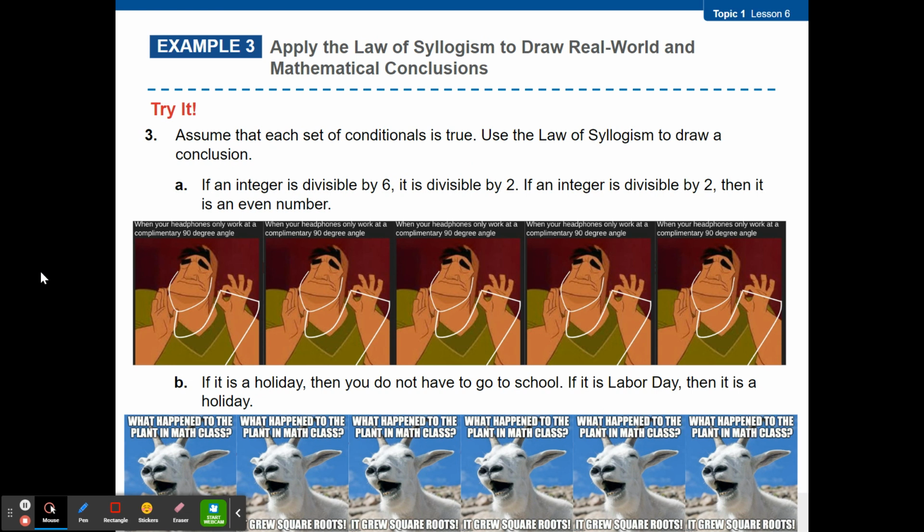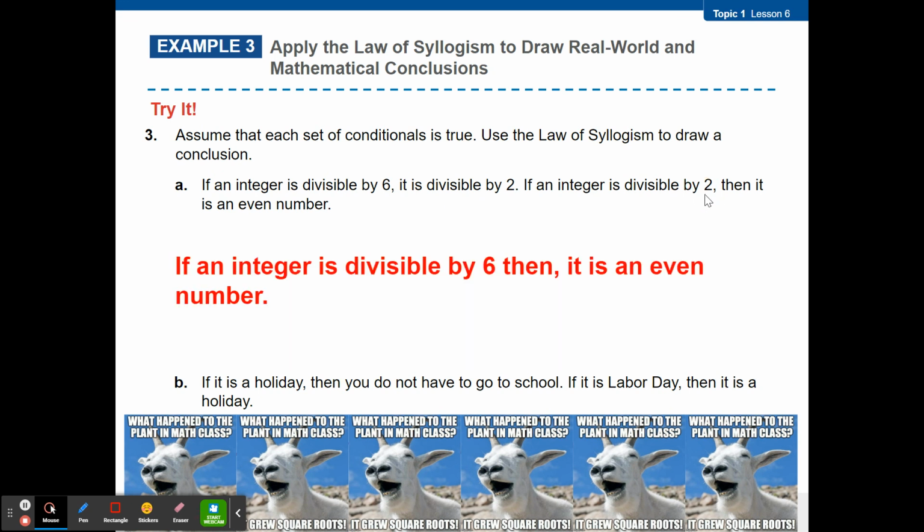All right, show of hands if you're still writing these. All right, so if an integer is divisible by 6, it is divisible by 2. If an integer is divisible by 2, then it is an even number. What are we thinking? Someone tell me their answer. If an integer is divisible by 6, then it's an even number. Very good. If an integer is divisible by 6, then it is an even number.